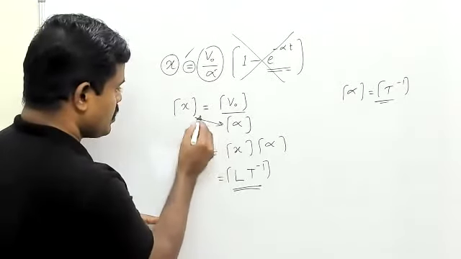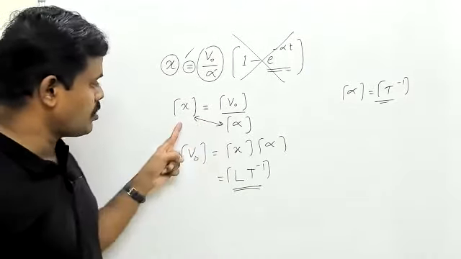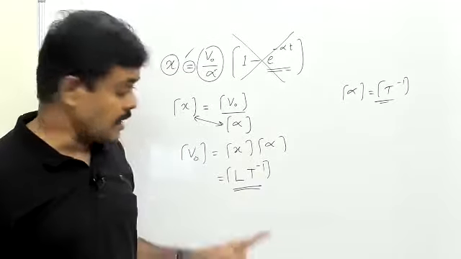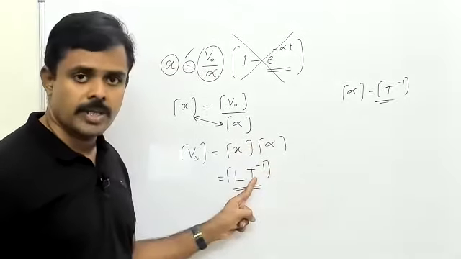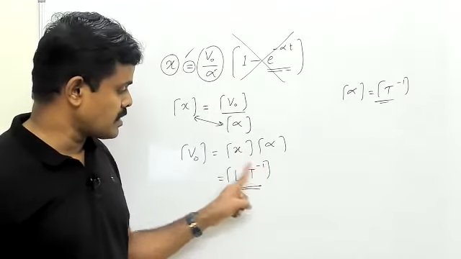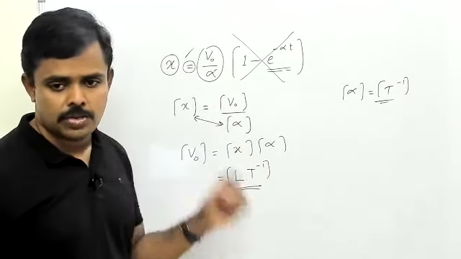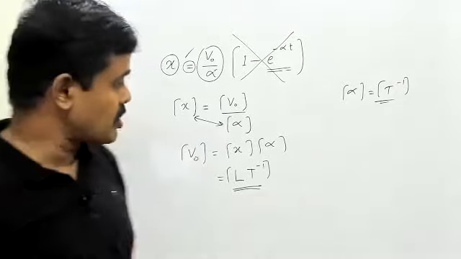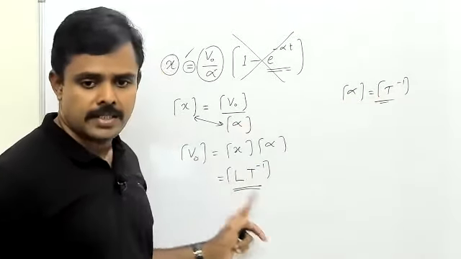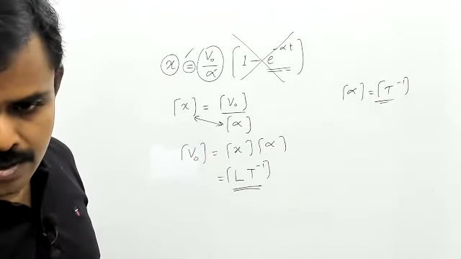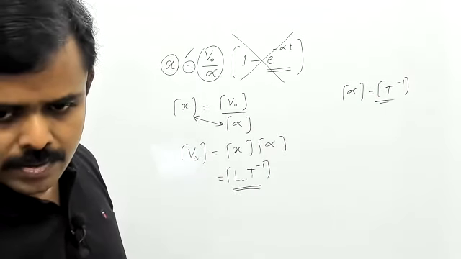Cross multiply. The dimension of V0 would be what then? The dimension of x into the dimension of alpha. X is what? L. Alpha is what? T raised to minus 1. So x alpha is L T raised to minus 1. So the dimension of alpha is T raised to minus 1. The dimension of V0 is L T raised to minus 1.